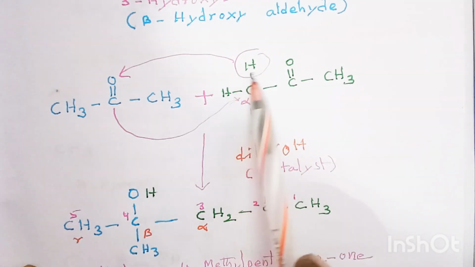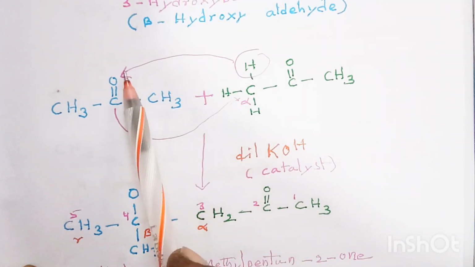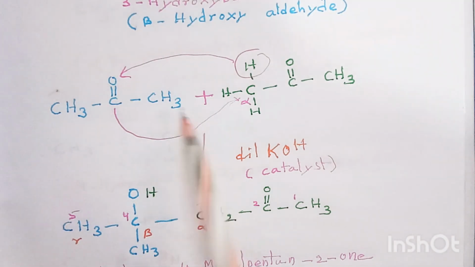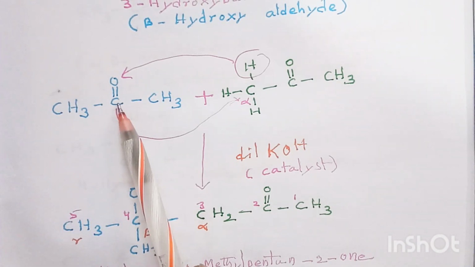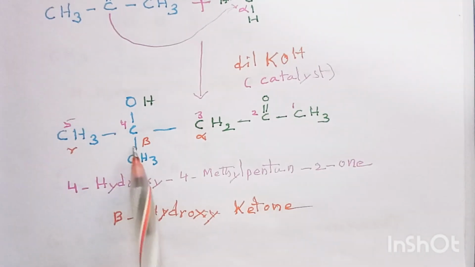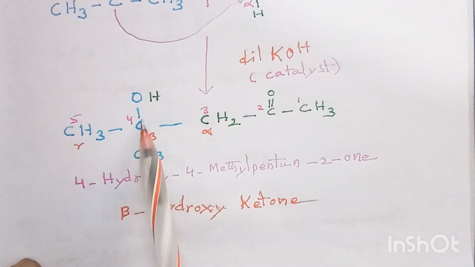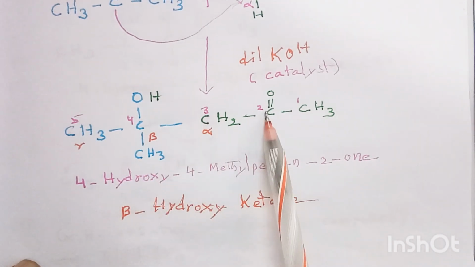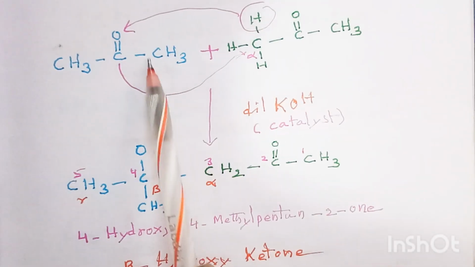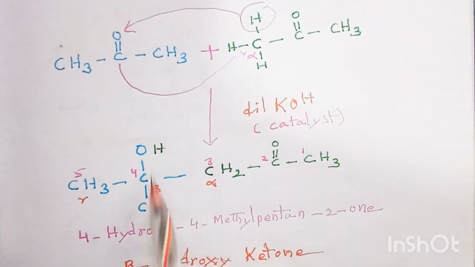We join this alpha hydrogen atom to the oxygen atom of the first molecule of acetone, and we combine the carbonyl carbon of the first molecule of acetone to the alpha carbon of the second molecule of acetone. So we get CH3 COH CH3 CH2 C double bond O CH3. This CH3 which is present on this side of the carbonyl carbon is written down here.